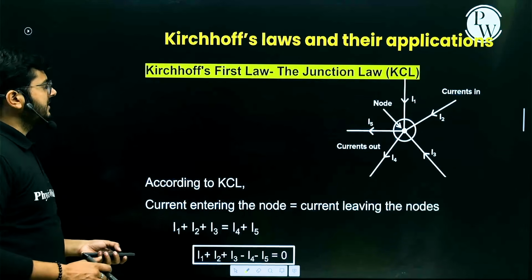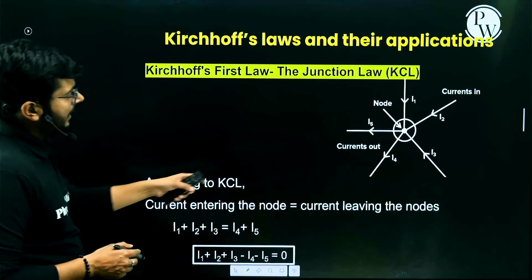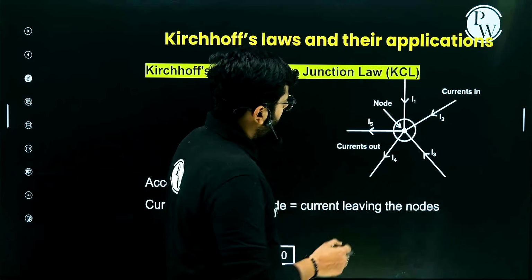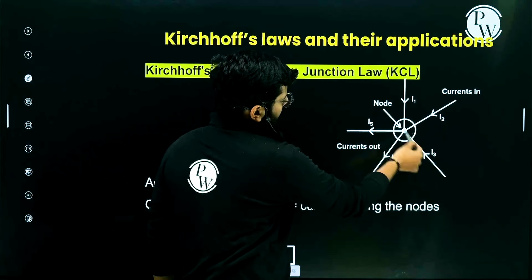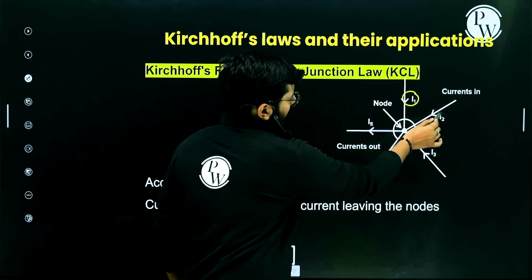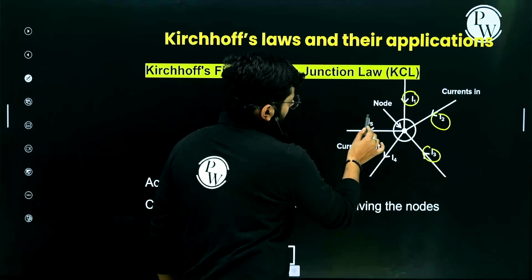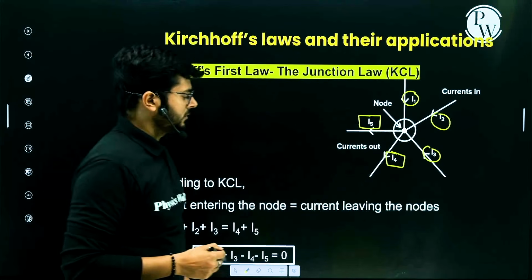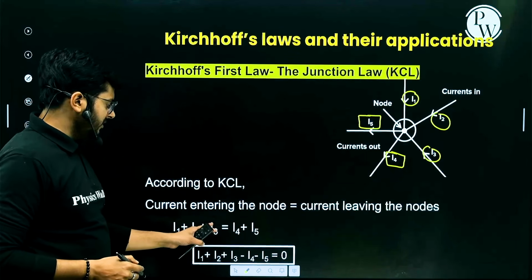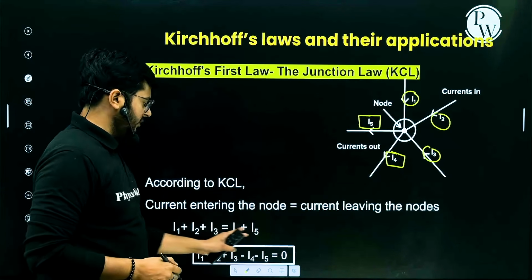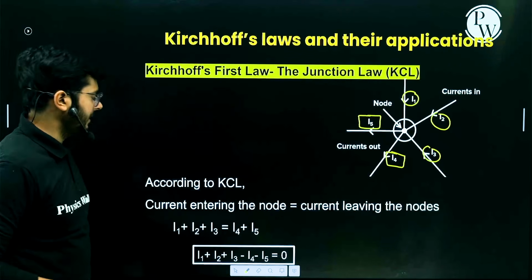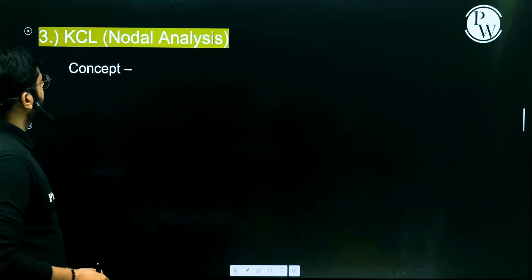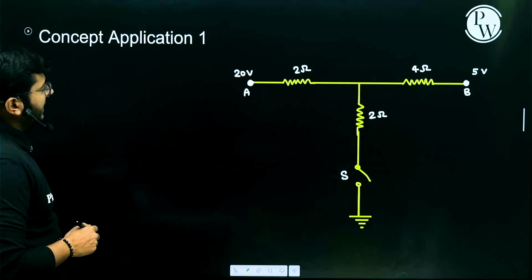Now let us talk about this idea. So here you have it. This is the junction or node. What is happening? I1, I2, I3: these are the currents that are entering the junction. And look at this, I5 and I4: these are the currents leaving the junction. So you see that the summation of the current entering the junction and the current leaving the junction is going to be the same, right? So yeah. All right.